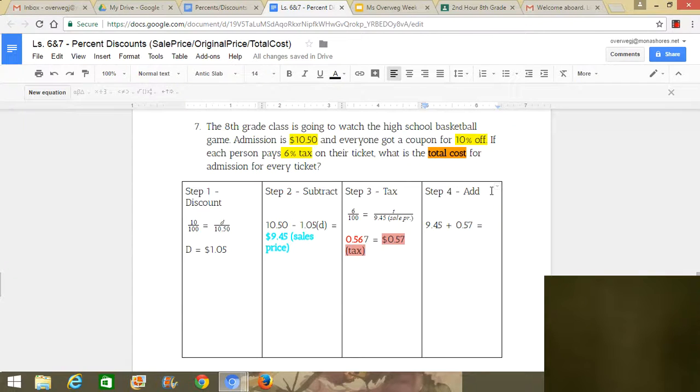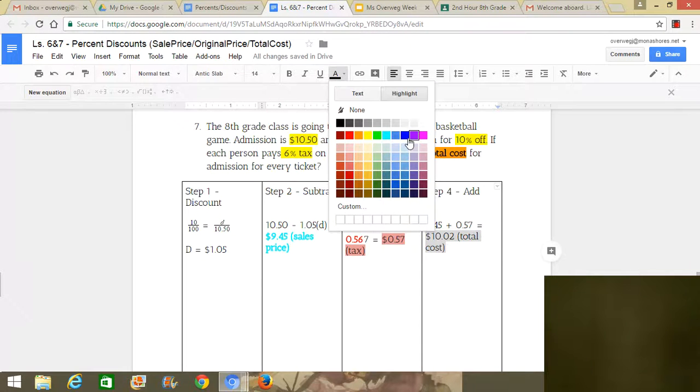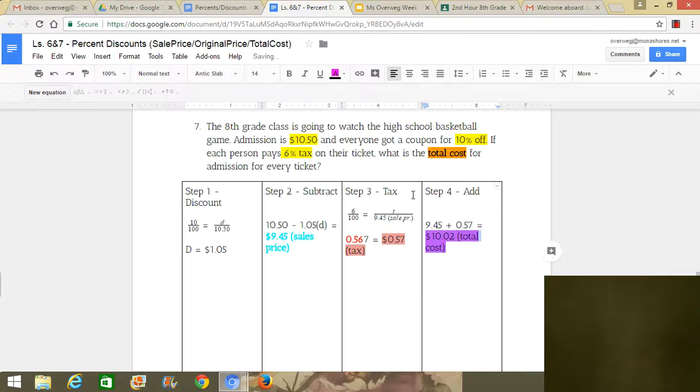I got my calculator. 9.45 plus 0.57 equals $10.02. This is our total cost. I'm going to highlight that as well. We'll do that in this lovely pinky purple color. So that is the end of our problem. So overall, we're paying $10.02 with our 10% off discount.